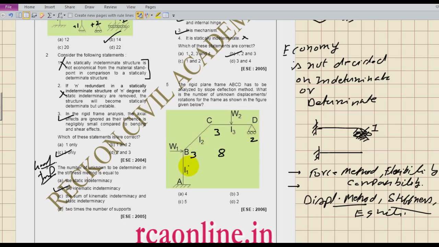Now what do we do in the slope deflection method? We ignore the axial deformation. So minus 3. So what is the answer? It is 5. Is it okay?